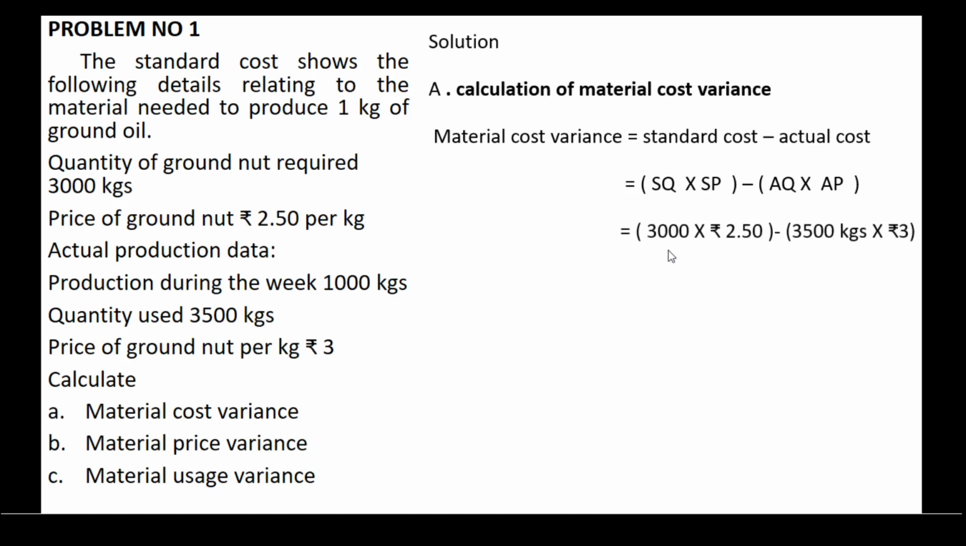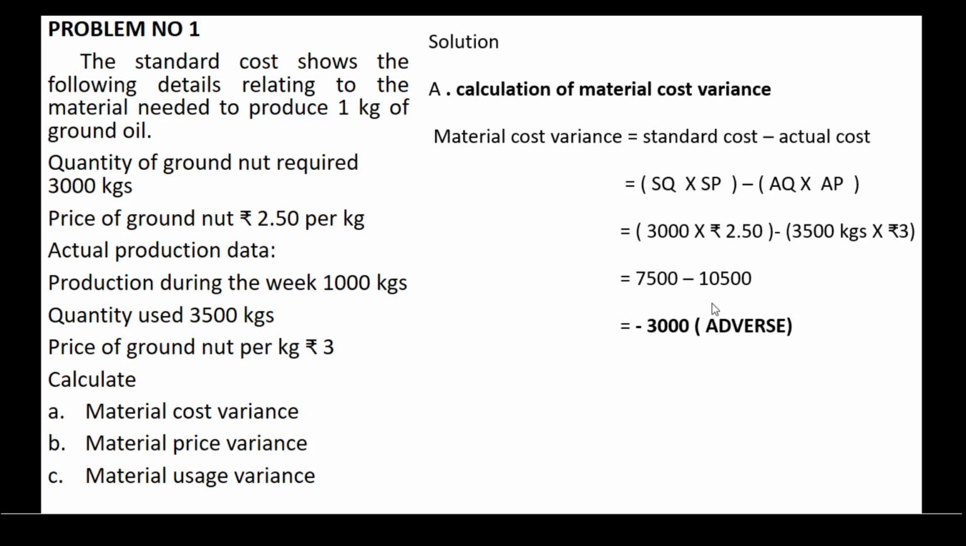So we have 3000 into rupees 2.50 minus 3500 kgs into rupees 3. Now 3000 into 2.50 is 7500, and 3500 into rupees 3 is 10,500. So now the material cost variance is minus 3000.